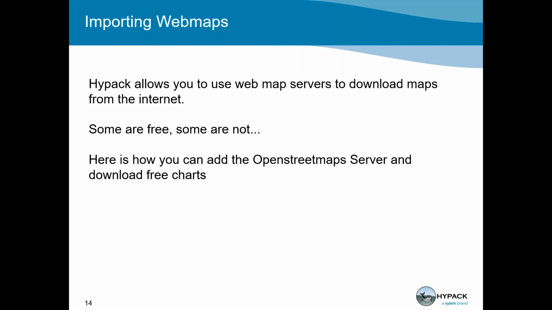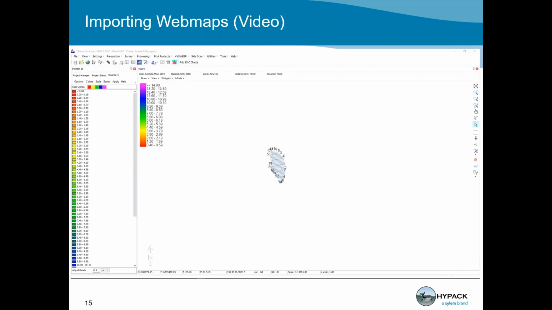But OpenStreetMap, that most of you probably know from their mobile phones. Everybody who has an Android phone uses OpenStreetMap. They have a server and their charts are free. So I'm going to show you how you can add an OpenStreetMap server into HYPACK and download maps for free. I've recorded a video, because if I do this right now in real time, it's kind of hard to download charts and talk to you guys. So I'll just show you the recording and I will speak to it. So this is the video here.